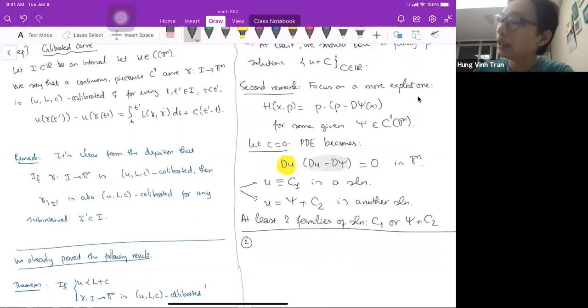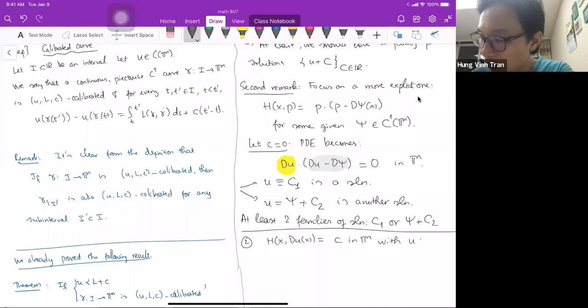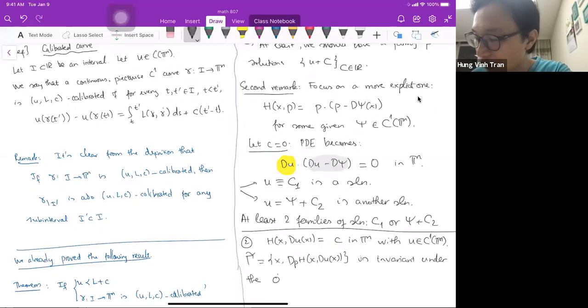We're going to go back today anyhow, to when I have the Hamilton-Jacobi equation H(x, Du(x)) = c in the torus, with u a C1 solution. Okay, so if u is C1, then what we claimed last time was that the graph Gamma tilde, equal to (x, D_pH(x, Du(x))), is invariant under the Lagrangian flow, phi_t^L.